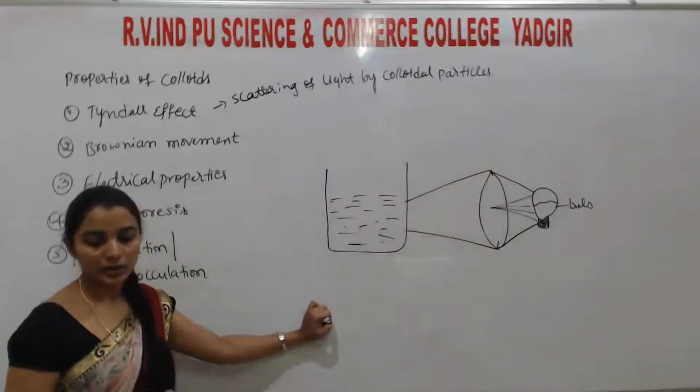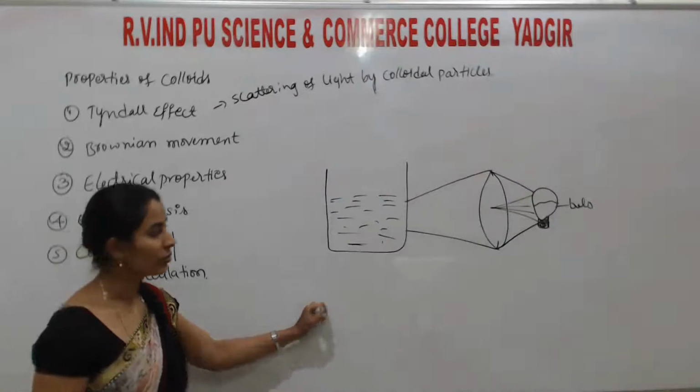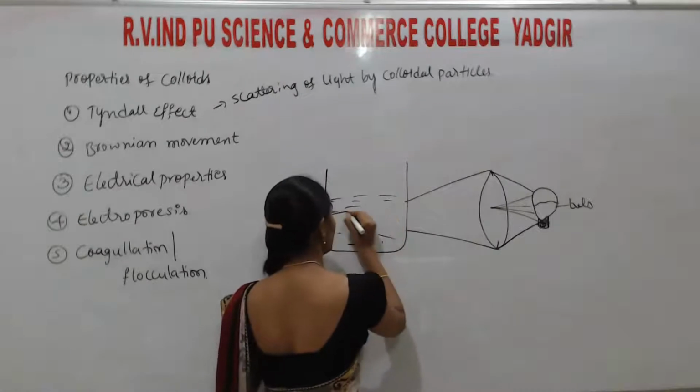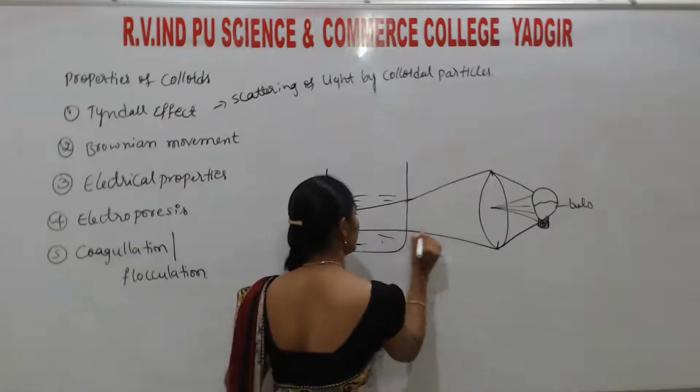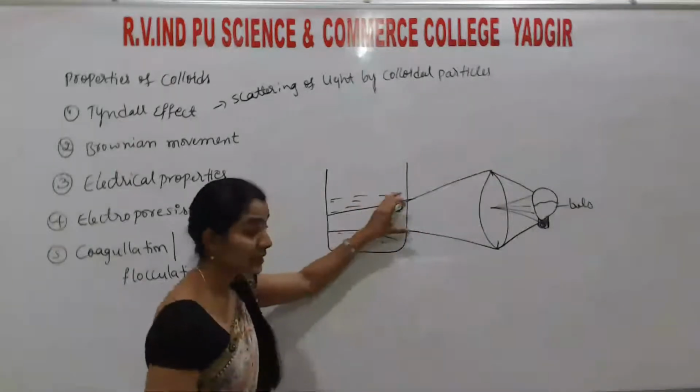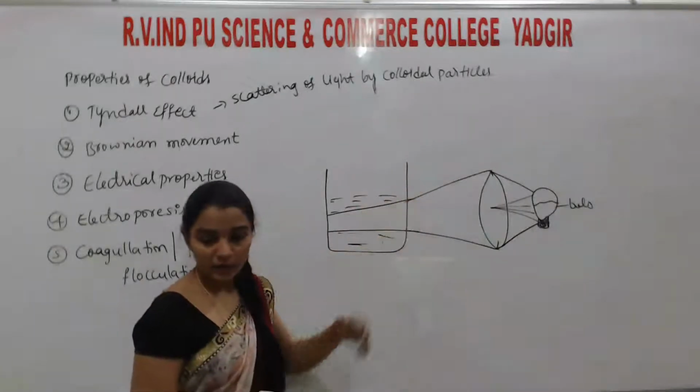solution, that is what colloidal solution. Then what happens, they diverge in a cone like this, then ಅದನ್ನ scatter ಮಾಡುತ್ತೆ ಬರ್ತಾ ಇರೋ ಲೈಟ್ ಅನ್ನ.